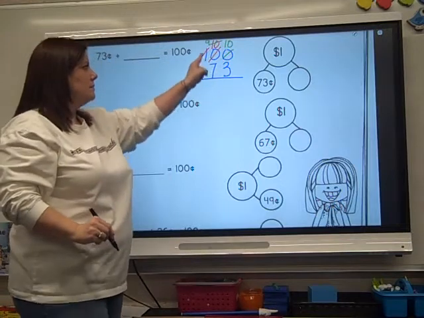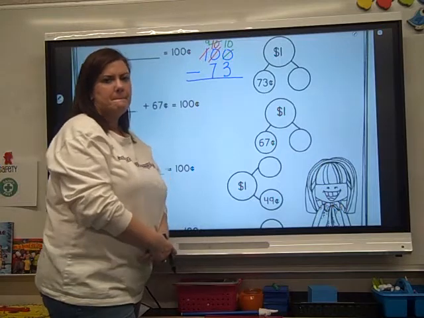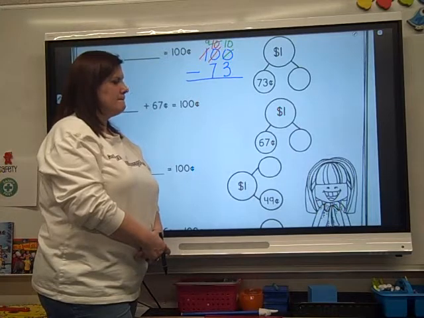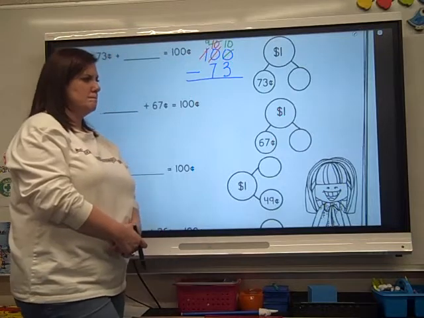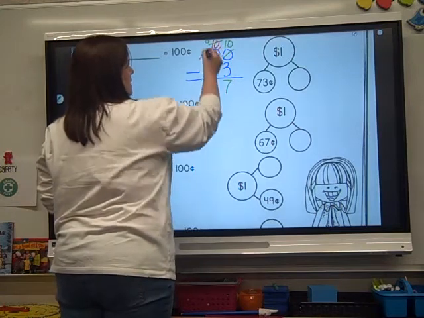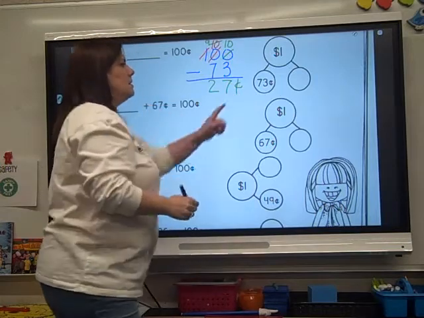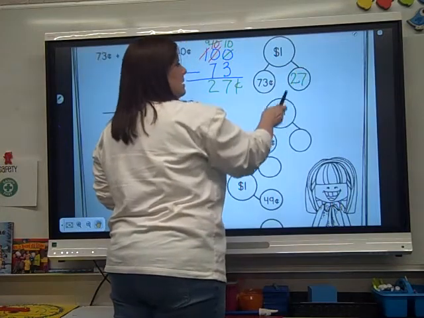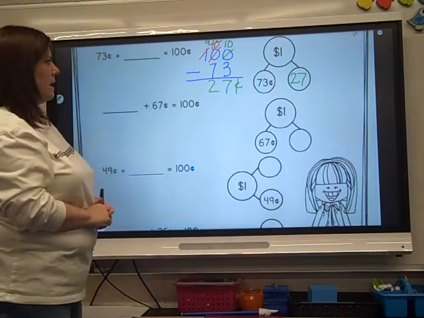Now go ahead and subtract. 10 subtract 3, 9 subtract 2. Subtract 3, did you get 7? 9 subtract 7, did you get 2? 27 cents. So 73 cents plus 27 cents equals $1. Alright? Okay, let's go to the next one.